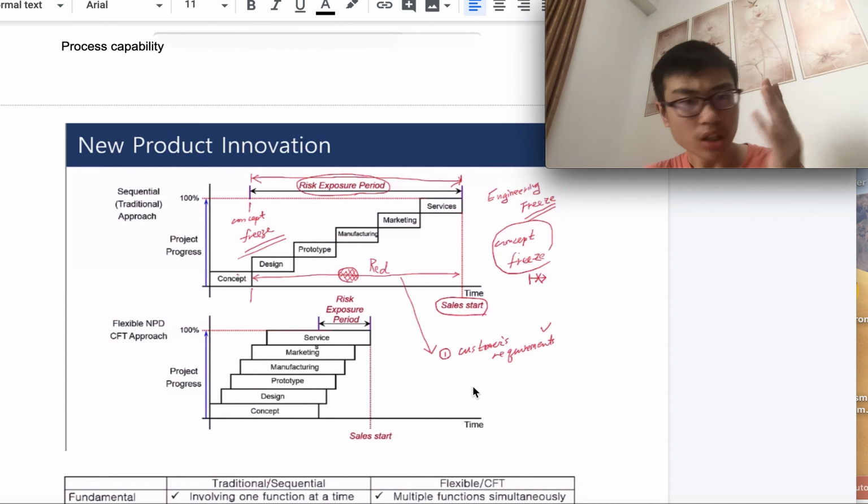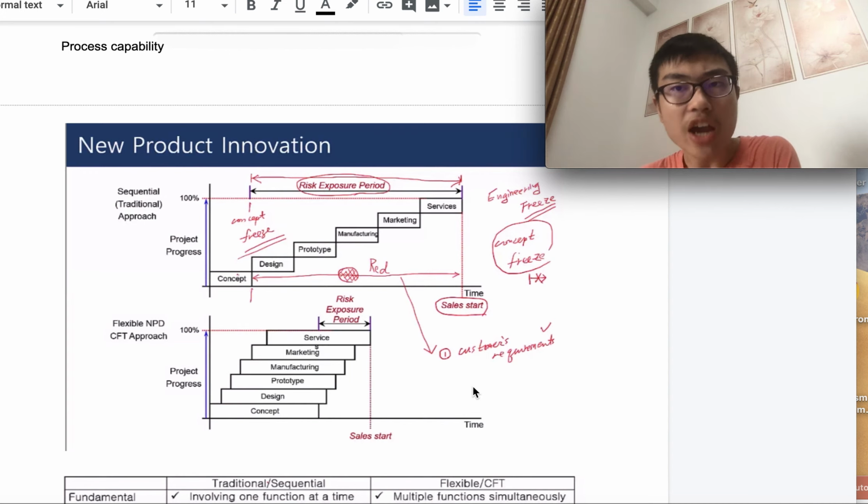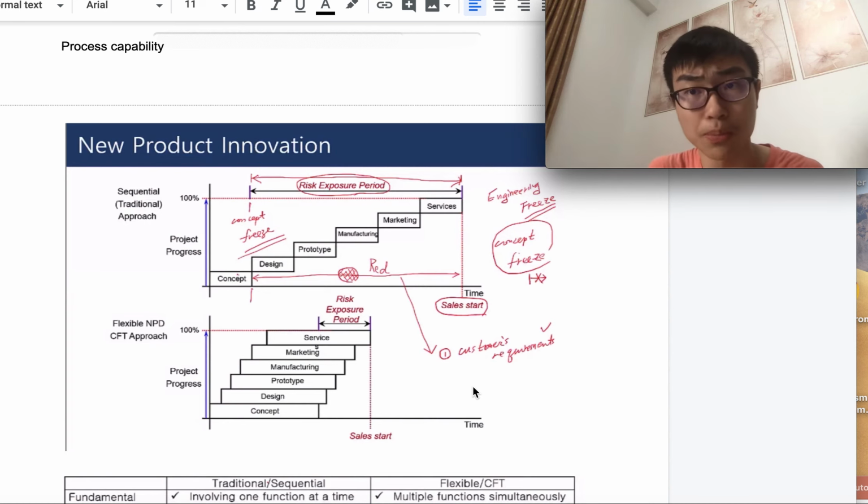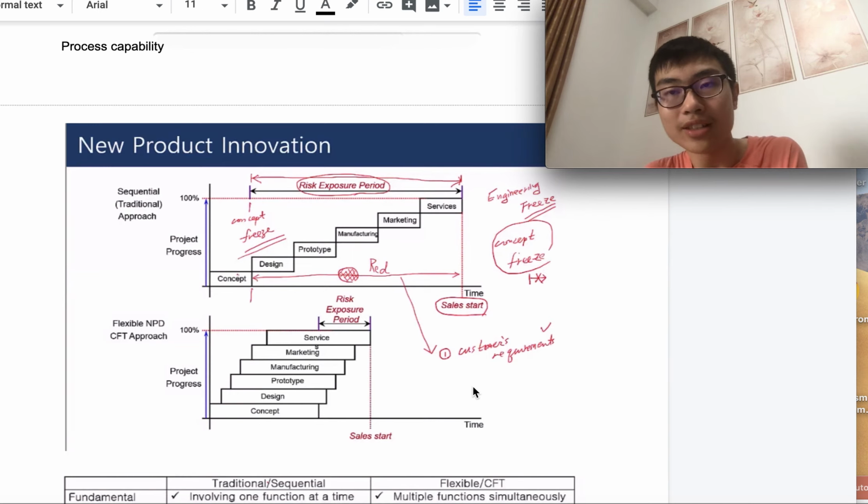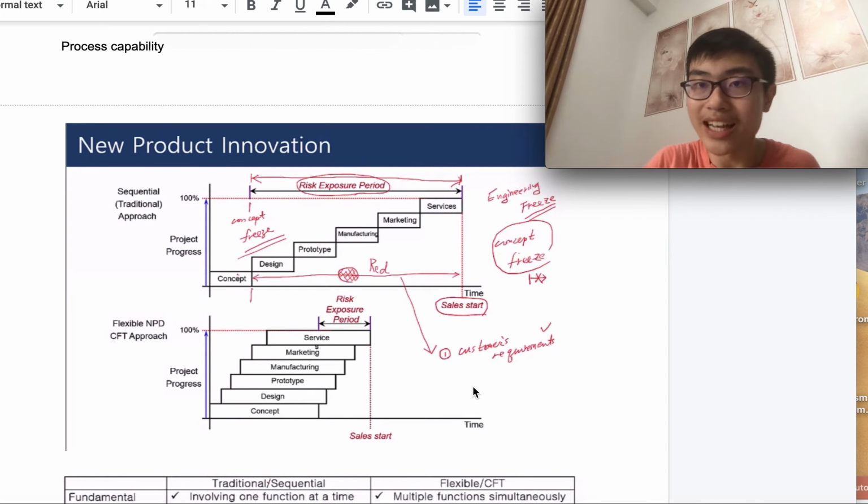Therefore, I believe that today our conclusion is that CFT is better than the sequential approach. But how we implement CFT can still be a really hard question, and could be a long way to go if you're a manager going to develop a product. So hopefully you learned something from this lecture.